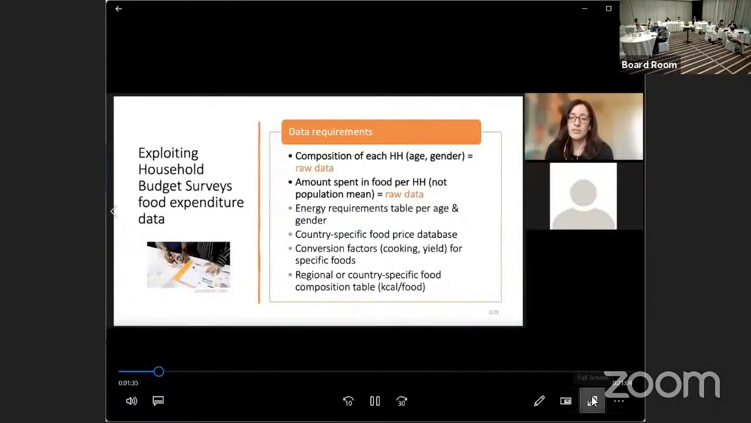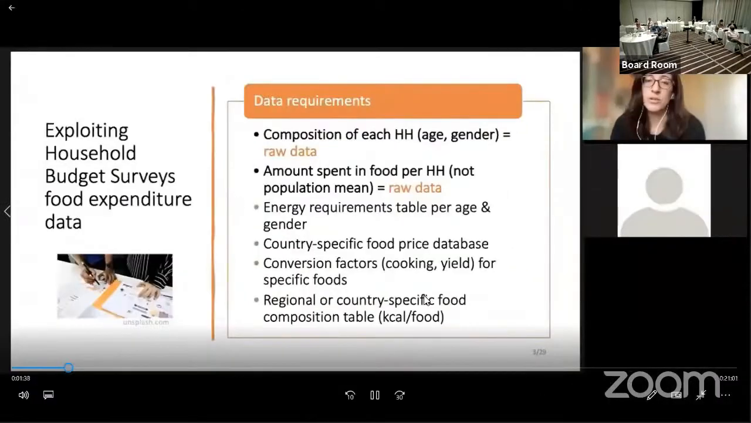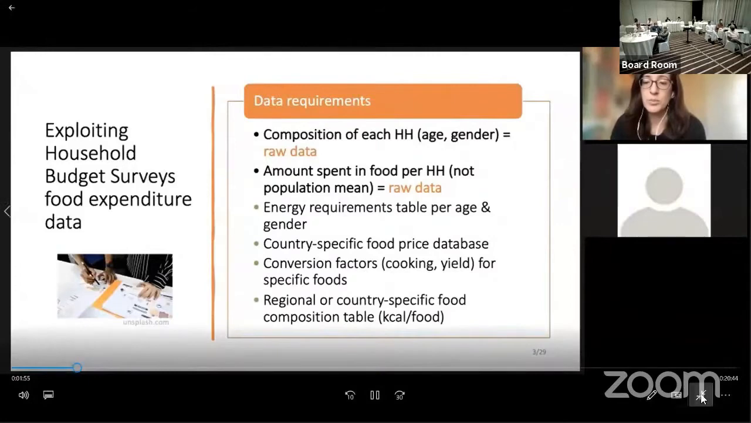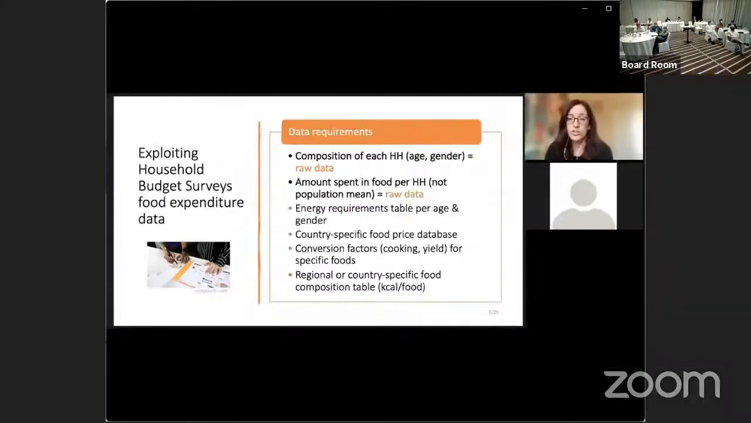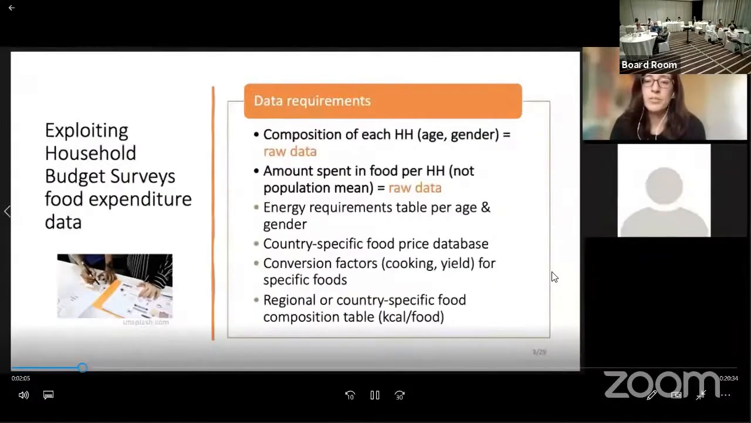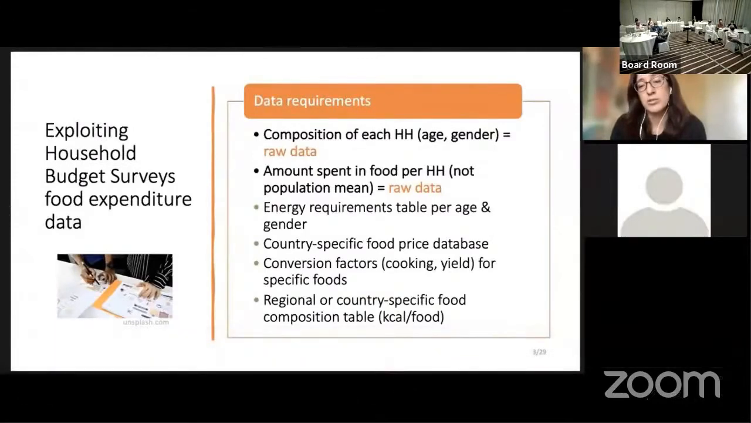As you will see in the following slides, using data from household budget surveys is not necessarily straightforward. In terms of data requirements, the most important thing is to have access to the survey's raw data. So specifically, the composition of each household, so the age and gender of each member, and the amount spent in food per household, not just the mean amount spent by the entire population. Information not from the survey itself is also needed. For example, the items listed in the green bullet points that I will explain in more detail in the next slides.